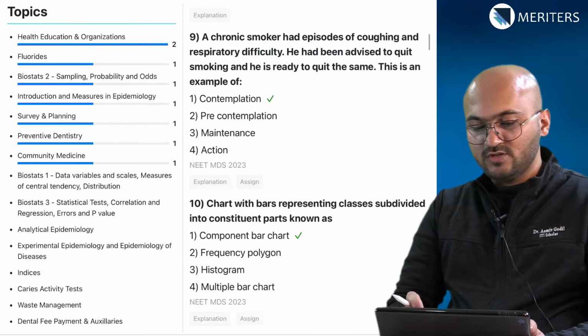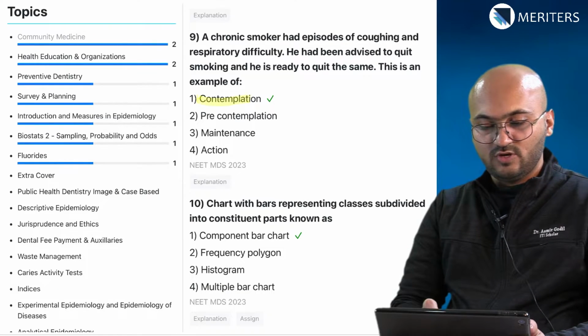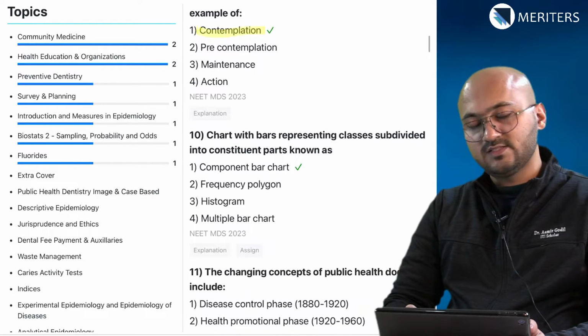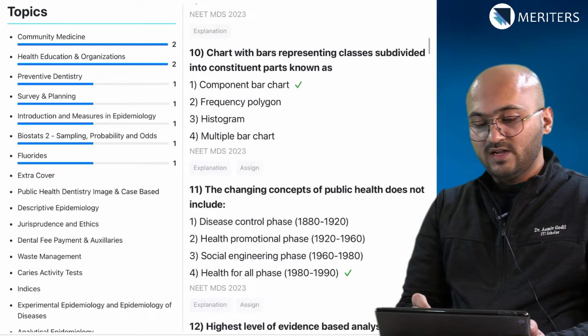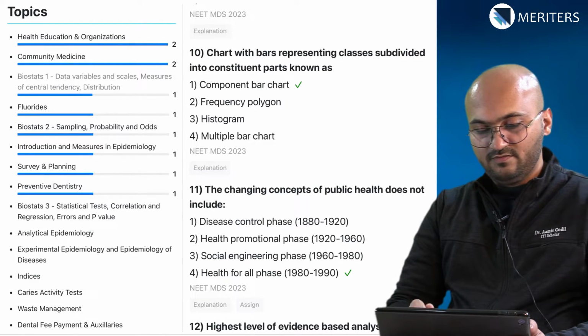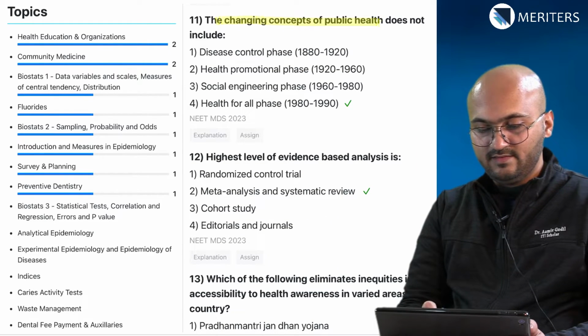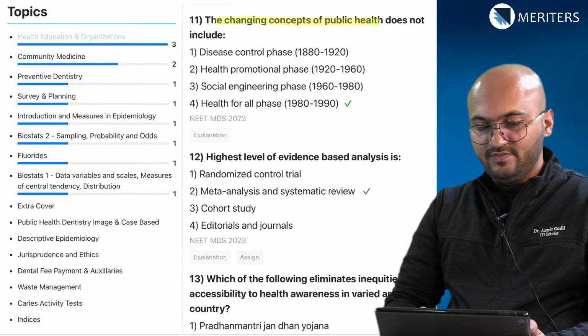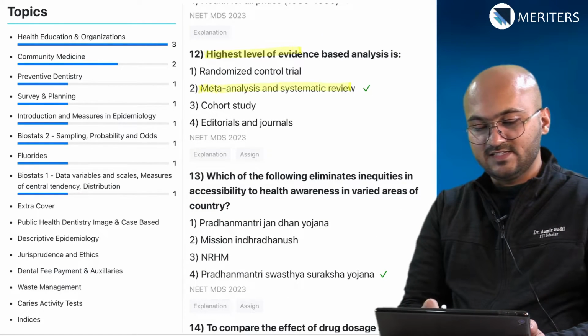Chronic smoker had episodes of coughing and respiratory difficulty. He was advised to quit smoking and the phases of that. So contemplation, that's health education and community medicine both. A chart with bars representing classes divided into constituent parts known as component bar graph. Changing concepts of public health. So different phases. Highest level of evidence is through meta-analysis and systematic review.